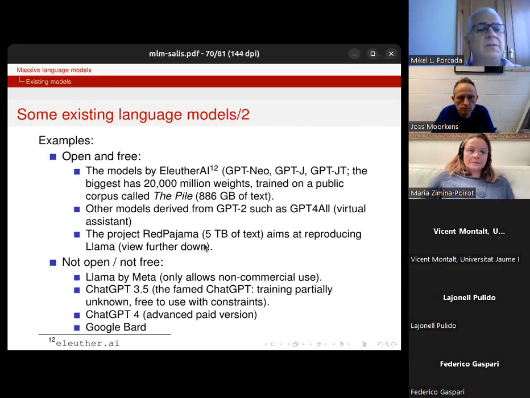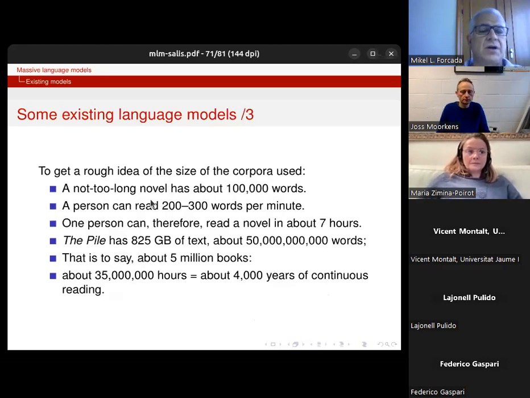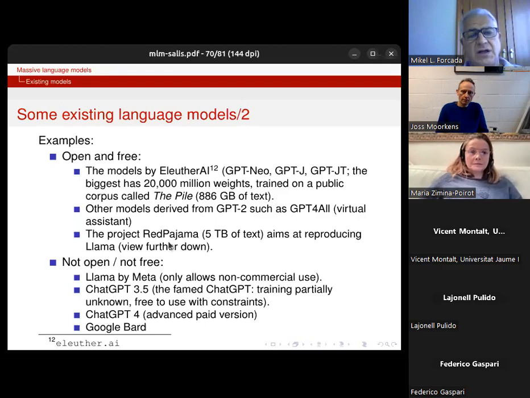In fact, among open and free models, here's a list of some, just to mention: Eleuther AI, which are trained on a public corpus called the Pile. Other models derived from GPT-2, which is a previous model, like GPT4All. Or a project like Red Pajama, which is trying to reproduce Llama, which is a model by Meta, and it's only allowing non-commercial use. So if you want to do business with it, you cannot just use it. So some people are trying to reproduce it in a way that it can be freely used for any purpose.